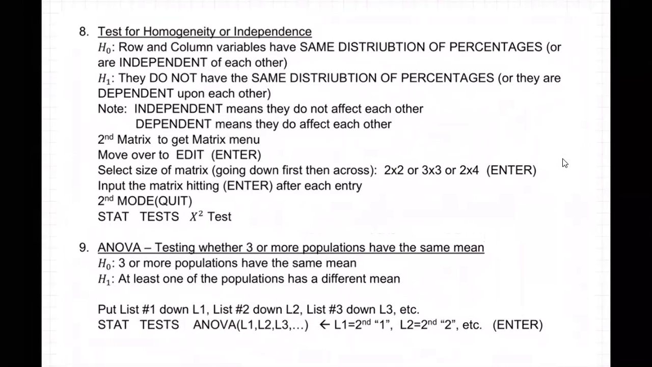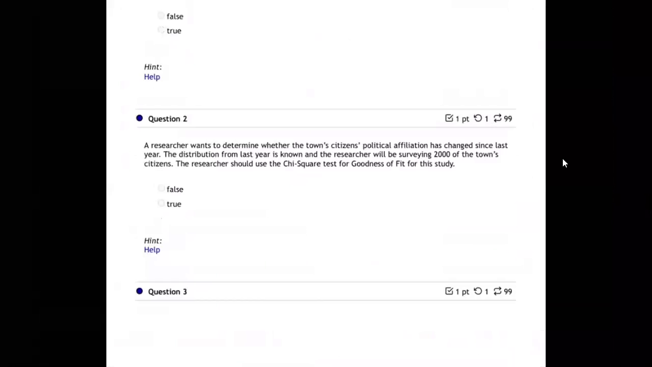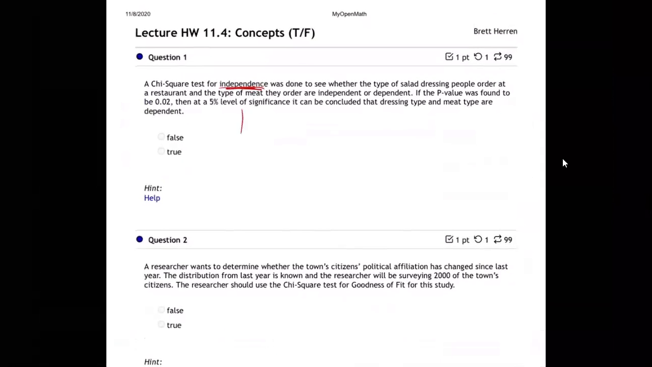So what does it say? H0 independent, H1 dependent, right? So let's go write that down. H0 independent, H1 dependent, like that. Okay, and then what did the p-value come out to be? The p-value is 0.02.